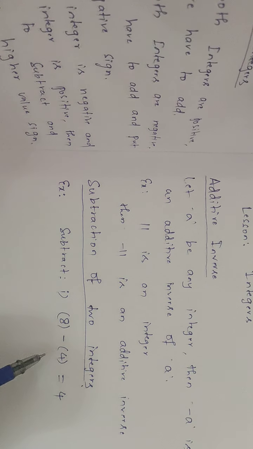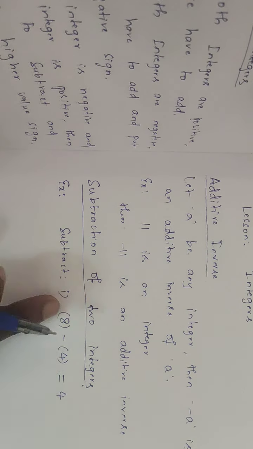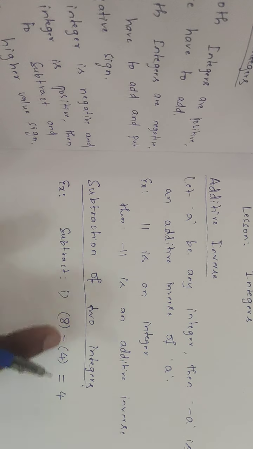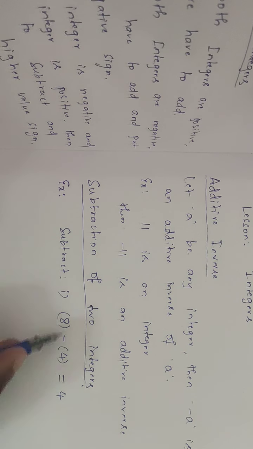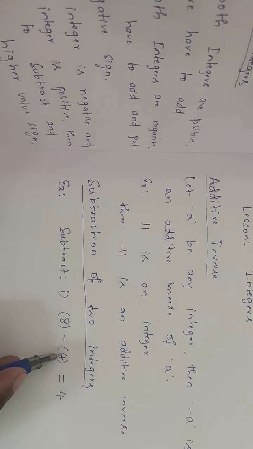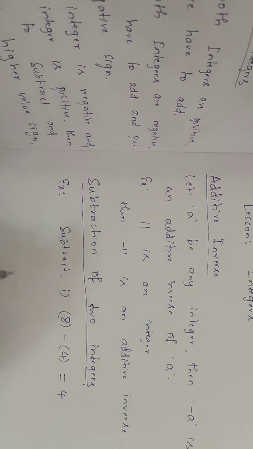For this, there is no need for the additive inverse concept. I can do it directly because both are positive integers. Remember that both are positive integers. Here the operation is subtraction, which means you need to subtract two integers. This is plus 8, and this is also plus 4. Both are positive integers, so it's very easy. You can subtract directly without applying any additive inverse concept, without changing the operation into addition.